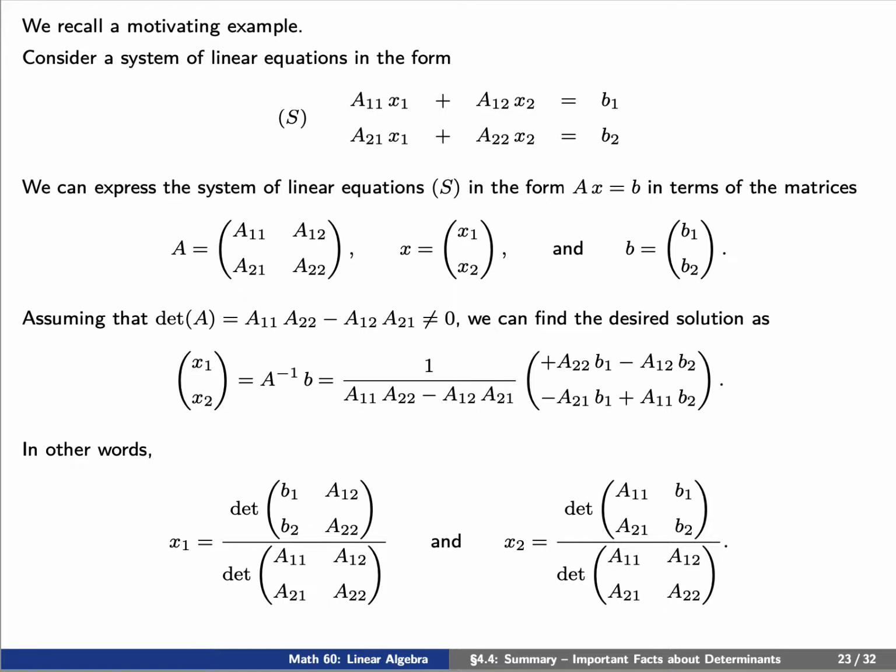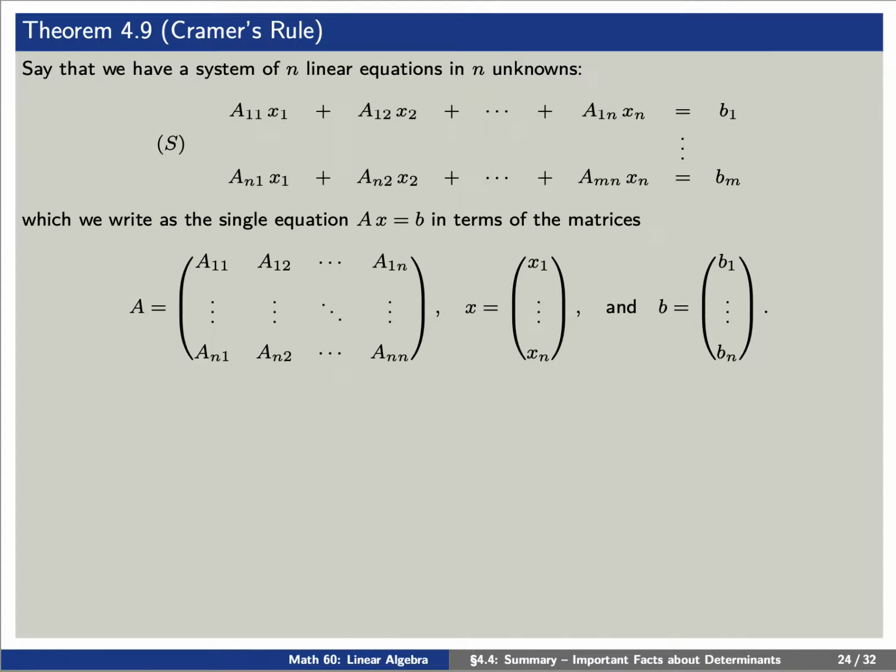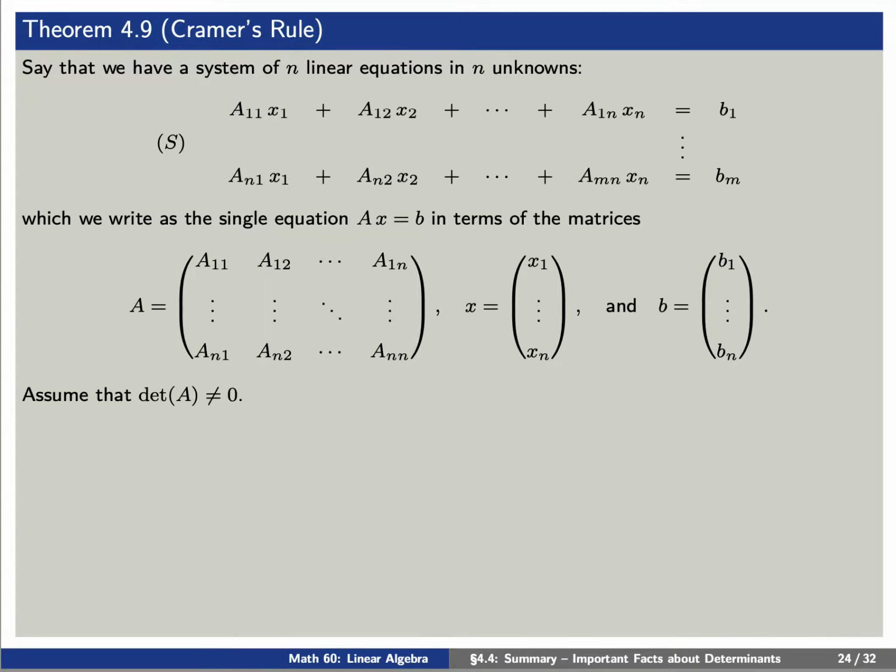We're going to write down a slightly more general statement. Let's say that we have a system of n equations and n unknowns. In this case, we have x1, x2 through x sub n as our unknowns. We can write this as a single equation in the form A times x equals b. Let's assume for now that the determinant of A is non-zero.